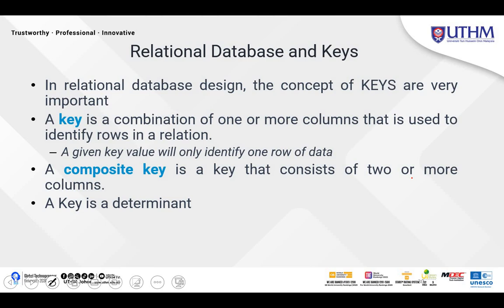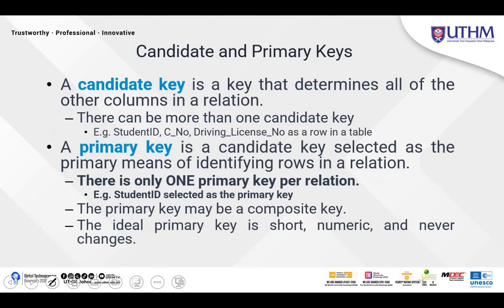In relational database design, the concept of keys is very important. A key is a combination of one or more columns that is used to identify rows in a relation. A composite key is a key that consists of two or more columns as a key determinant. That is what we call a composite key. A candidate key is the key that determines all the other columns in a relation, but there can be more than one candidate key as well.